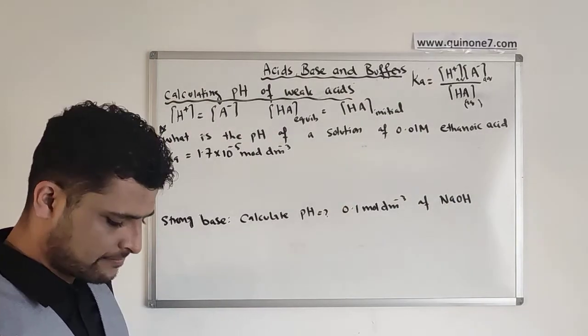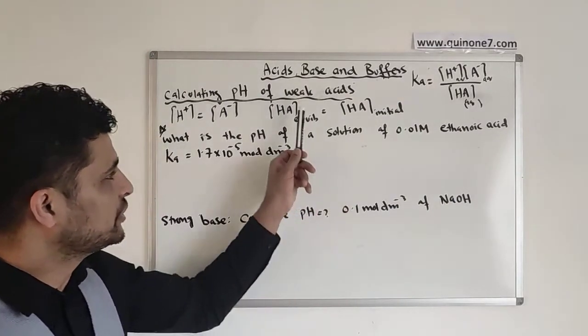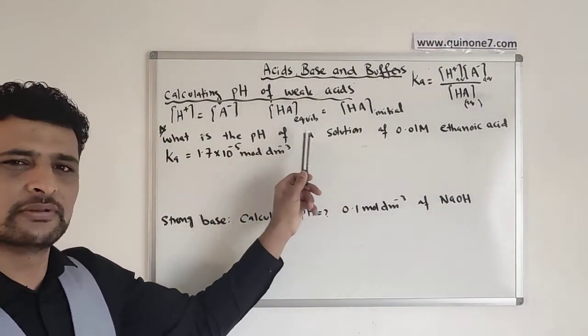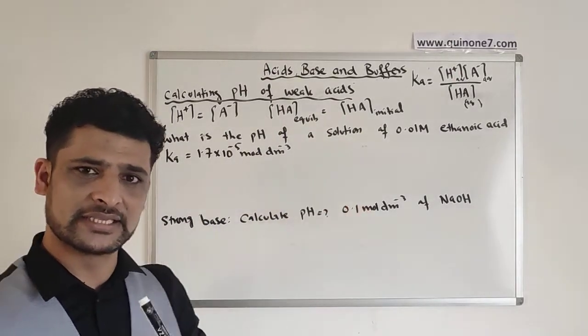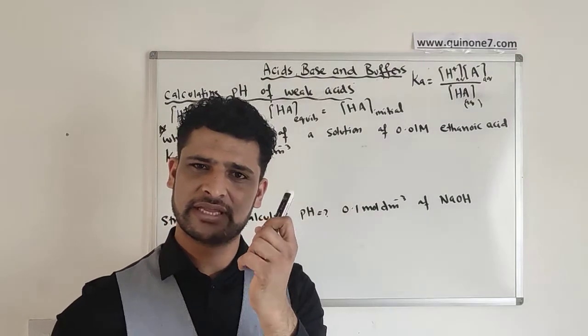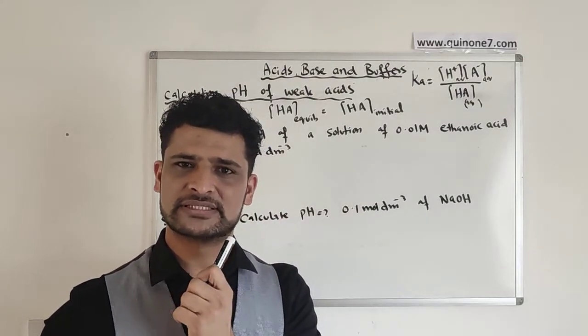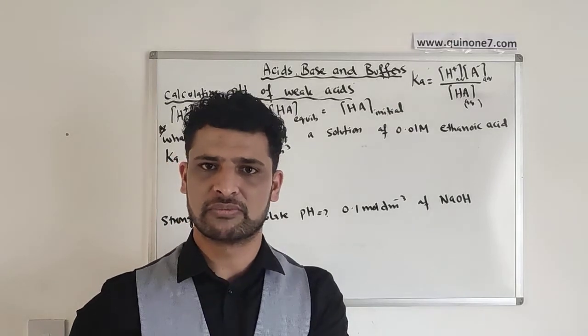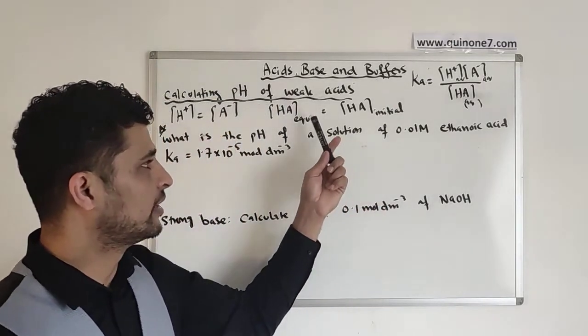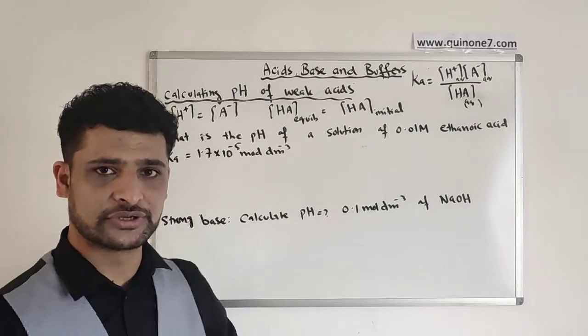Now, one more thing you need to remember: the initial concentration of the acid will be equal to the concentration at equilibrium. The reason is it only dissociates a very tiny bit. That's why we assume that the initial concentration will be equal to the final equilibrium concentration.